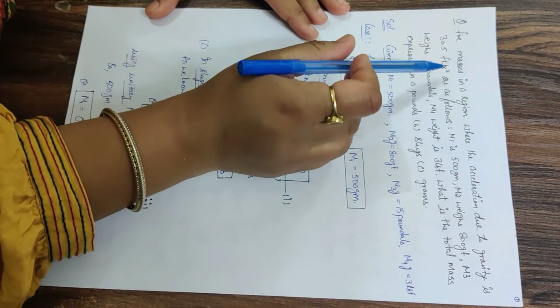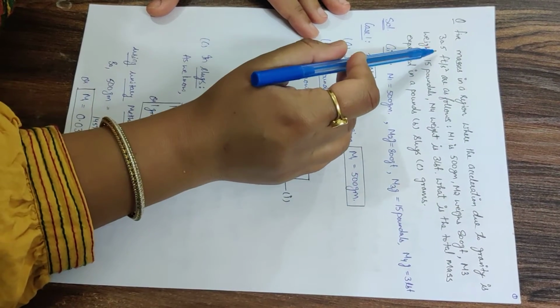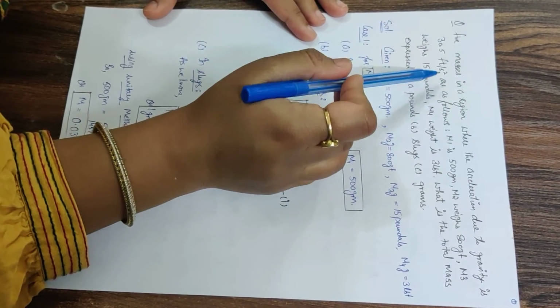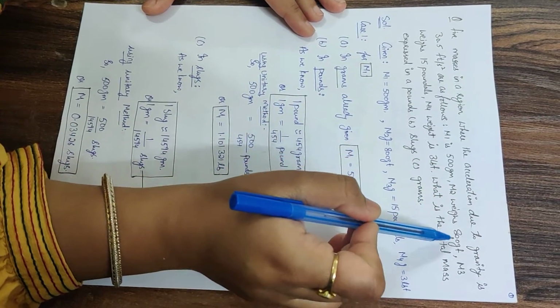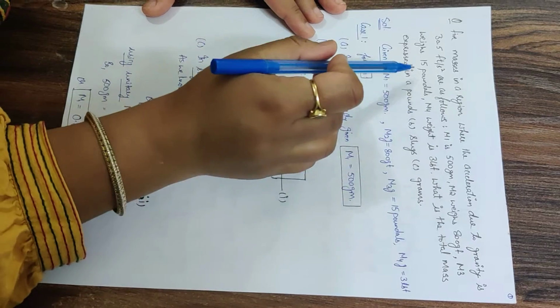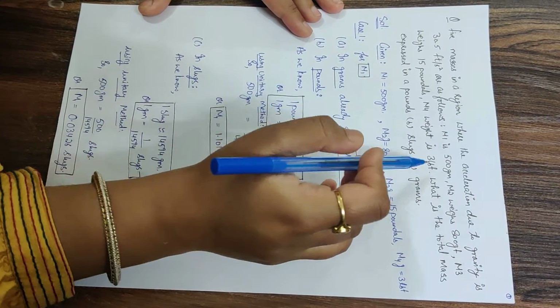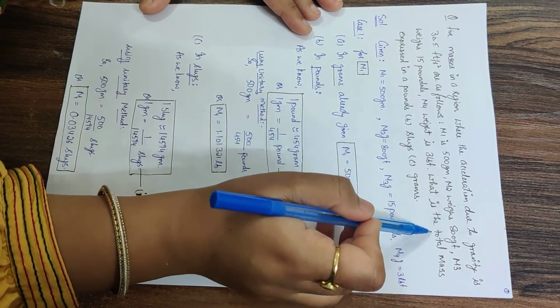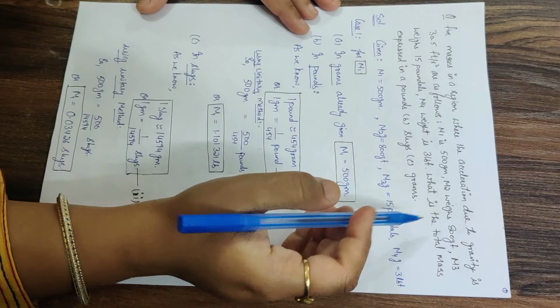The question is: 5 masses in a region where the acceleration due to gravity is 30.5 feet per second square are as follows. M1 is 500 gram, M2 weighs 800 gram force, M3 weighs 15 poundal, M4 weighs 3 pounds force. What is the total mass expressed in pounds, slugs and grams? Okay, so this is the question.